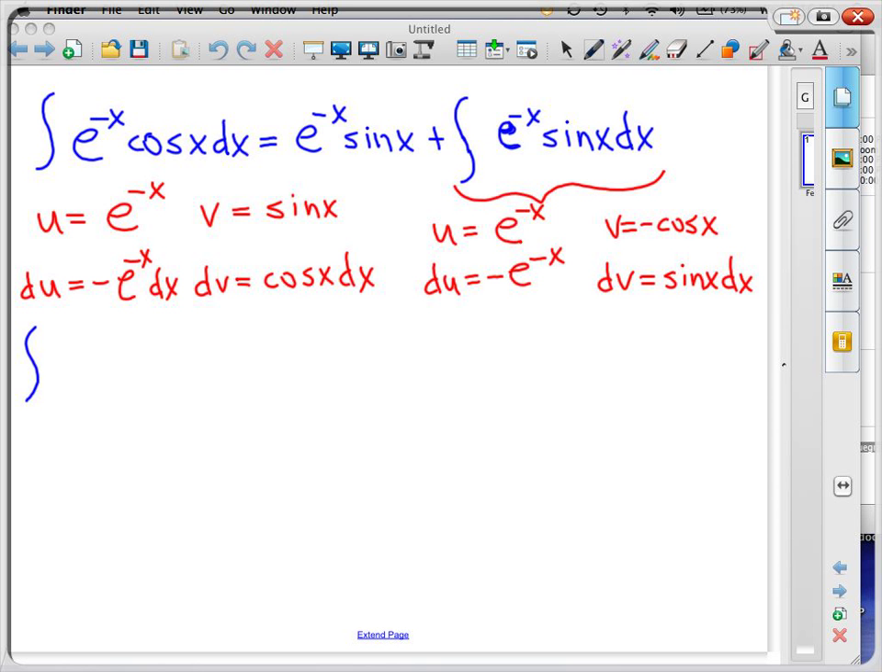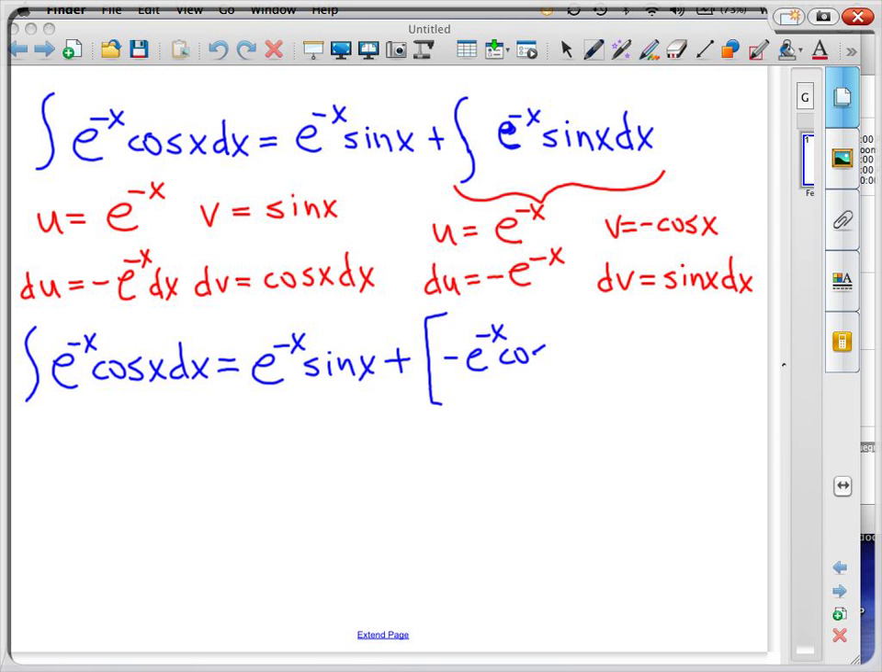So we have that the integral of e to the negative x cosine of x dx is equal to e to the negative x sine x plus, and this is when I'm going to use my integration by parts a second time, negative e to the negative x cosine of x minus the integral. Now notice the signs. Look at the signs of v and du.